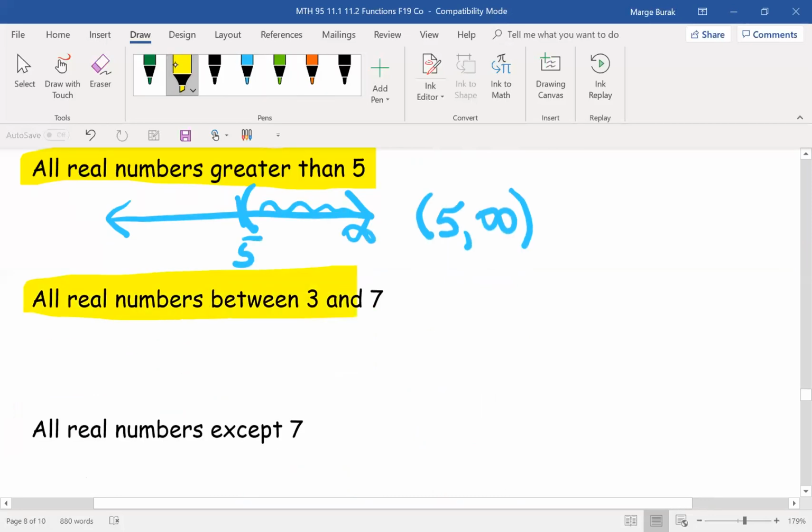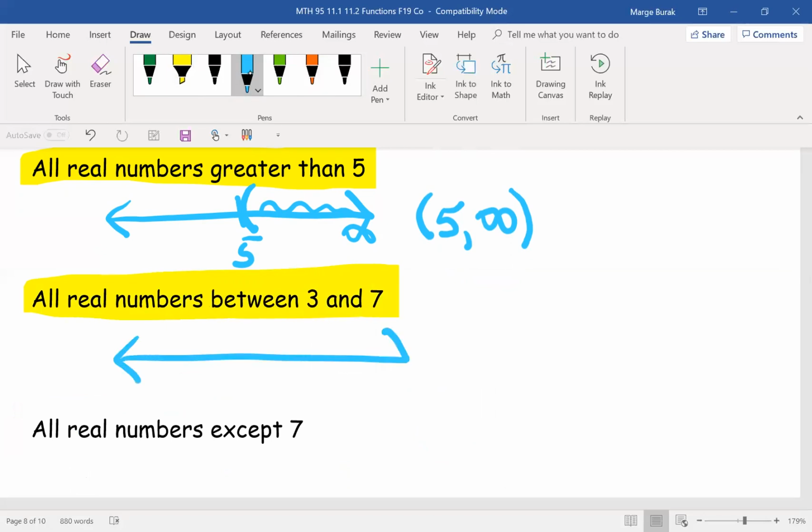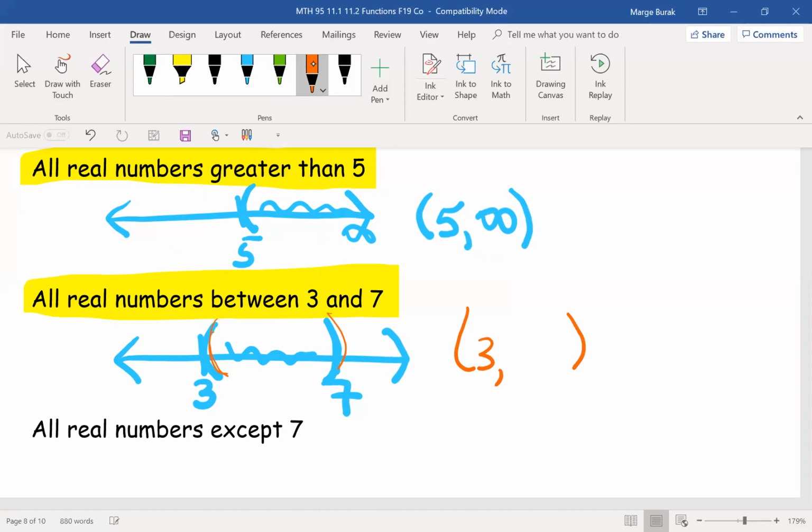All real numbers between 3 and 7. Okay, graph. Here's 3, here's 7. We do not want those, we want between them. So we're going to open, and we're talking about these guys. Okay, so now interval notation takes this parenthesis and this parenthesis, the number underneath it, and the number underneath that, and that's it.